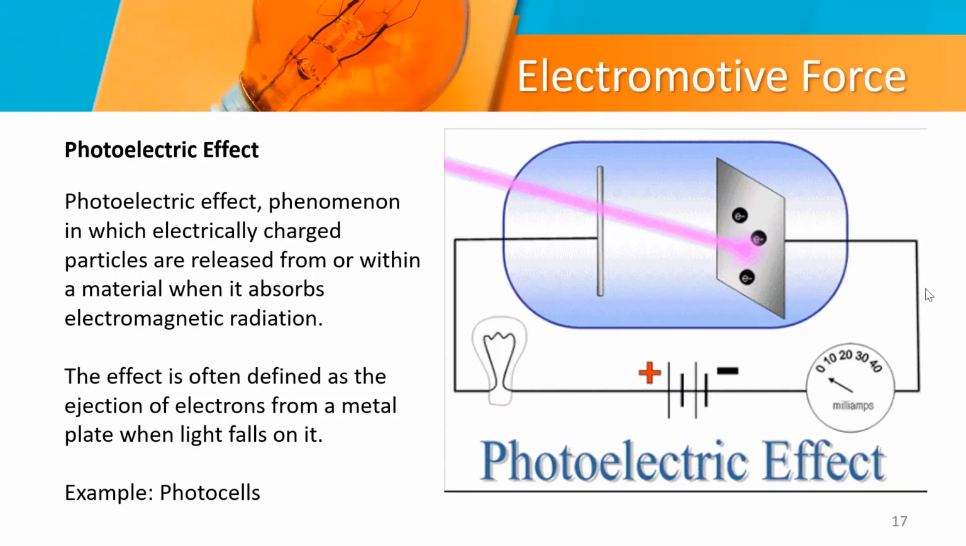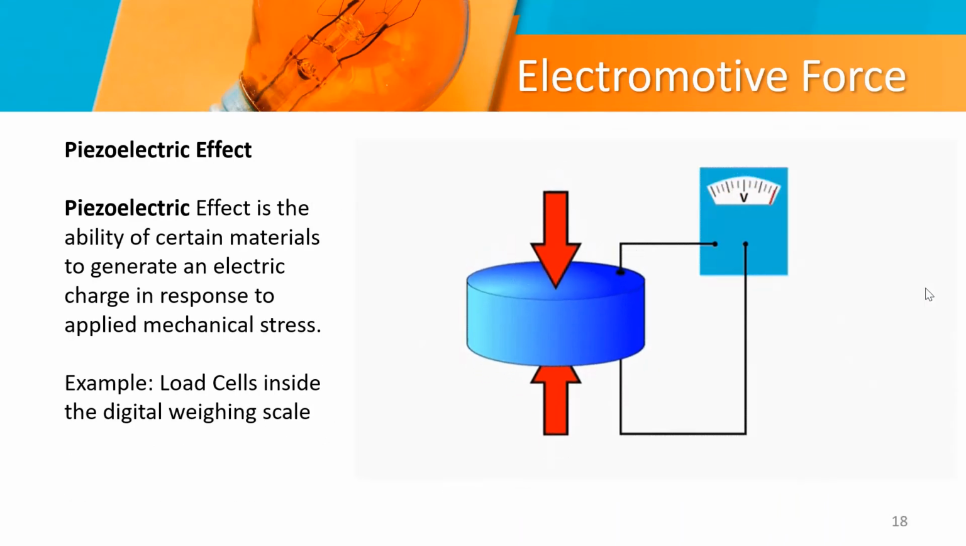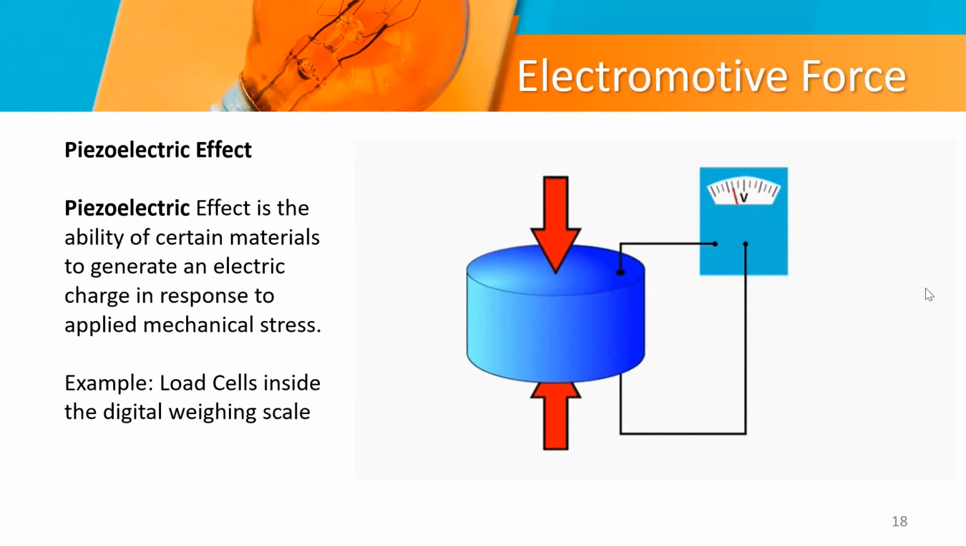Now imagine that we have an automatic switch in our street lighting system. When the sun appears in the morning, the street lights will automatically switch off, while on the other hand, in the presence of darkness, the light will automatically switch on. This happens because of the photoelectric effect, which puts it into a practical application. Now, we also have the piezoelectric effect. The piezoelectric effect is the ability of certain materials to generate an electric charge in response to applied mechanical stress. The practical example of the piezoelectric effect is the load cell inside the digital weighing scale.